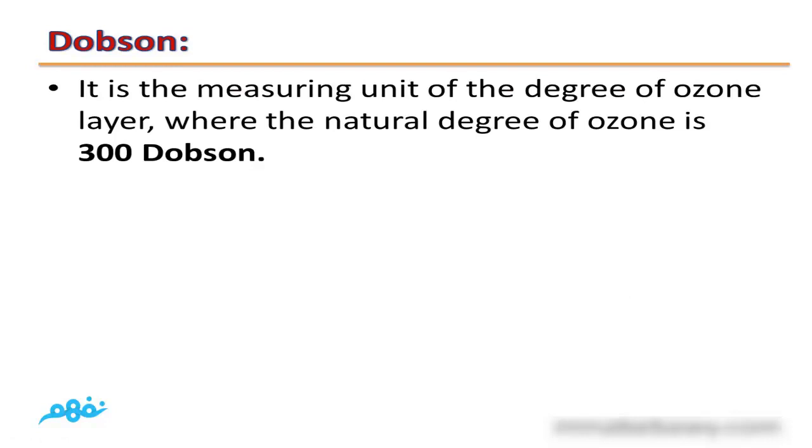Dobson. It is the measuring unit of the degree of ozone layer. So the degree of ozone layer is measured by a unit which is called Dobson, where the natural degree of ozone is 300 Dobson.